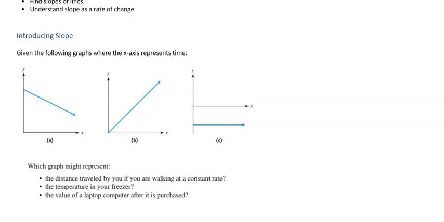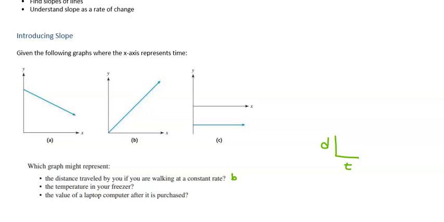So given the following graphs where the x-axis each time is time. Okay, so imagine the x-axis is time. Which graph might represent the distance traveled by you if you were walking at a constant rate? So you're just moving along at a constant rate, and the other axis is distance. So this side is time and this side is distance. So the distance would be changing at a constant rate. So I would say that would be B.